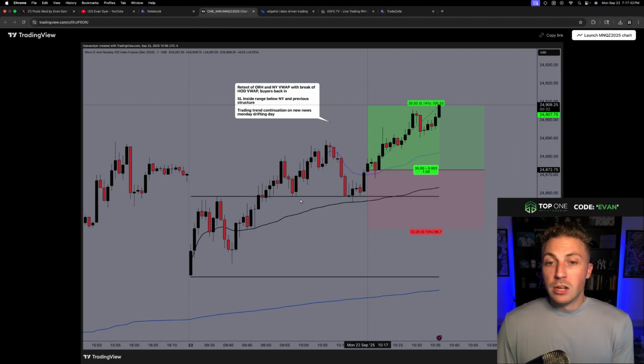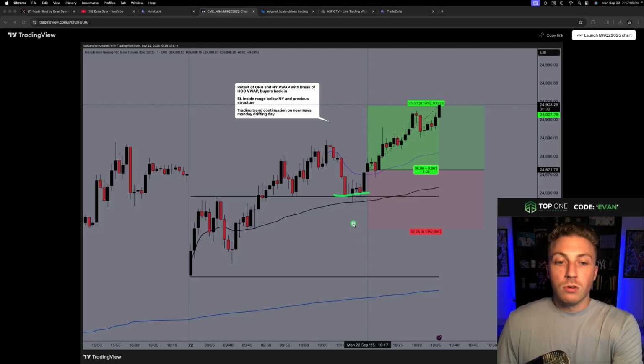I mean, this is literally as clean as it gets, because you could play the bounce right off open range high in New York, but the real one, 1 minute later, is a break of high day VWAP. It continues the trend. No drawdown, no stress, off the key level, all that. So, textbook setup above every single VWAP.